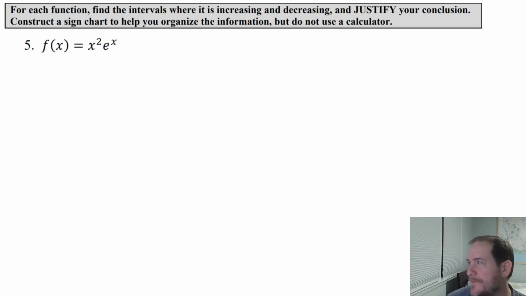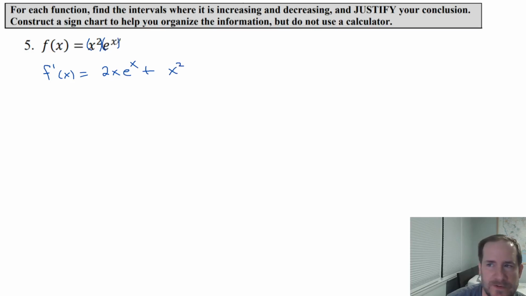Okay, this is 5. So for 5, we're looking at a function. We know that to find the critical values, we need the derivative. And this time, I really can't get around it. I absolutely must do the product rule. So the derivative of x squared is 2x. Then we leave e to the x alone. Then we add to that the derivative of, leave the x squared alone this time. And multiply that by the derivative of e to the x.